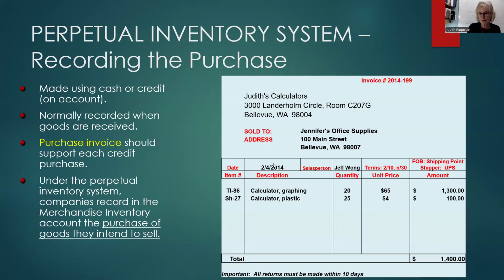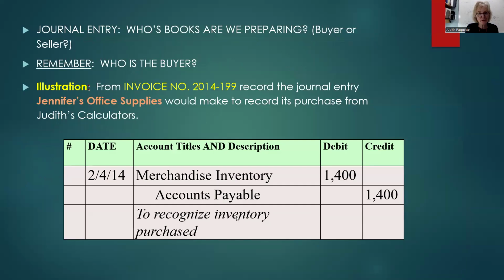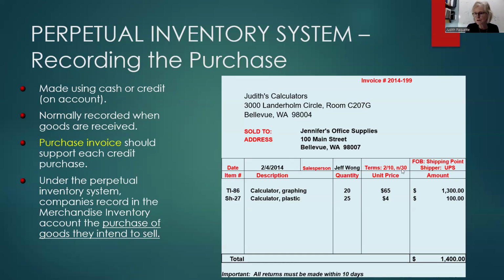Okay. So here is the seller. Here is the buyer. The buyer is buying 20 graphing calculators and 25 little calculators for a total of $1,400. So that's the first journal entry, number 1 of 7. The buyer is saying, I want to put this inventory onto my balance sheet for $1,400. Debit inventory, credit accounts payable. How do I know it's not cash? Because the terms are 2/10, net 30. In other words, 2% discount if you pay in 10 days. Otherwise, pay 100% in 30 days. Any questions about those terms?